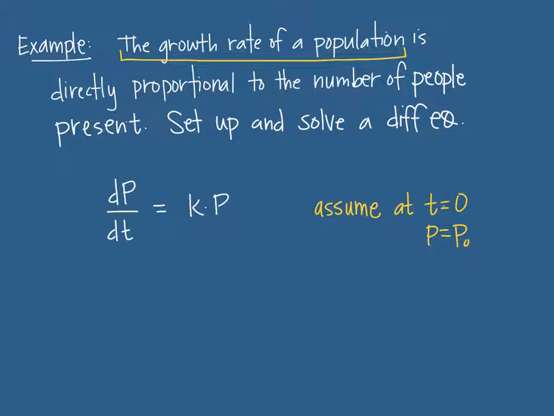It's reading between the lines to set up your diff EQ, and then separate and integrate. Justine, you want to try and do the separate part? Sure. Okay, what variables should go on what side? P should go on the left. Okay. So it'd be 1 over P dP. Yeah, or I can just do dP over P, either way. Yep. Equals k dt. Okay, great. k is a constant, remember? The variables are P and t. So then we'll integrate both sides.